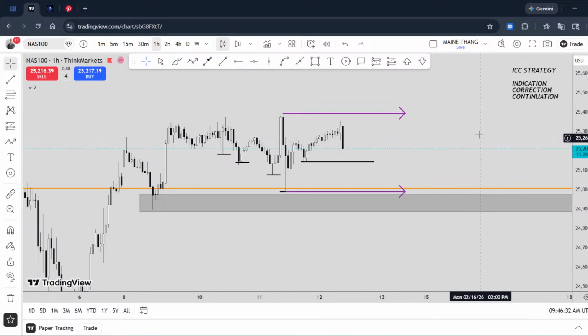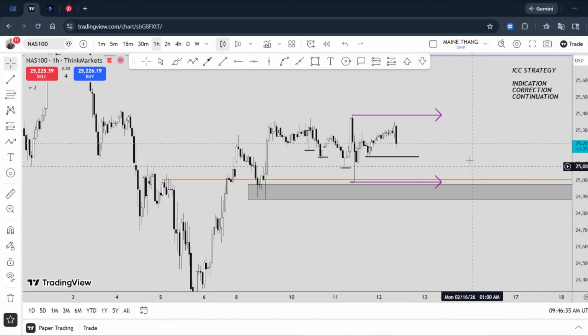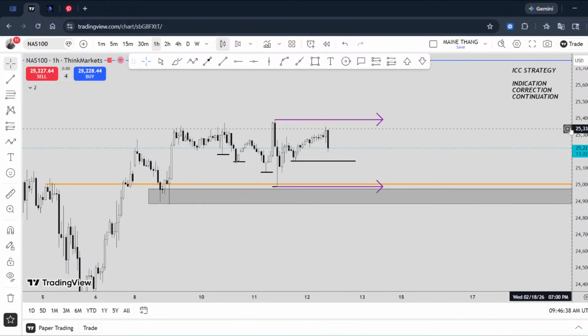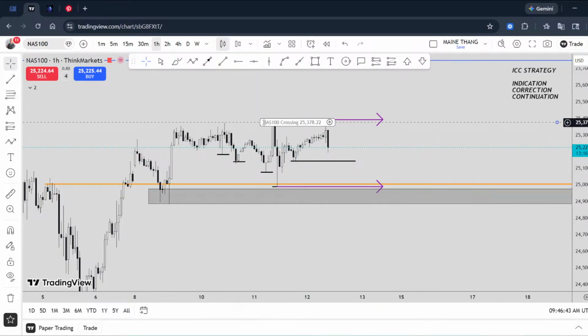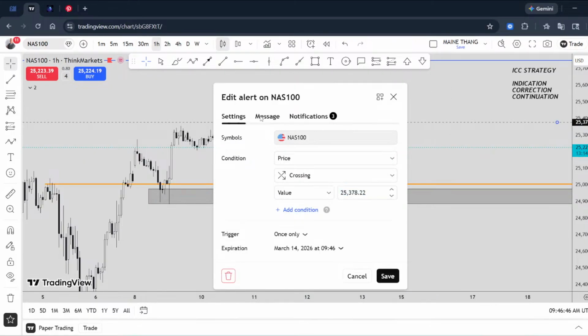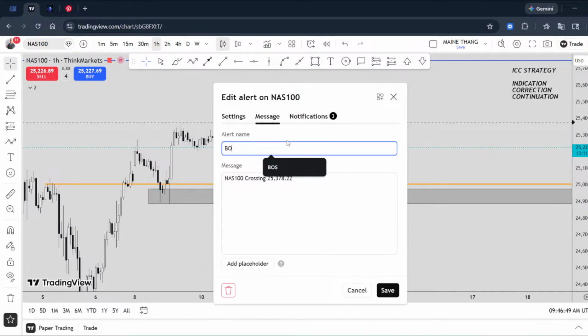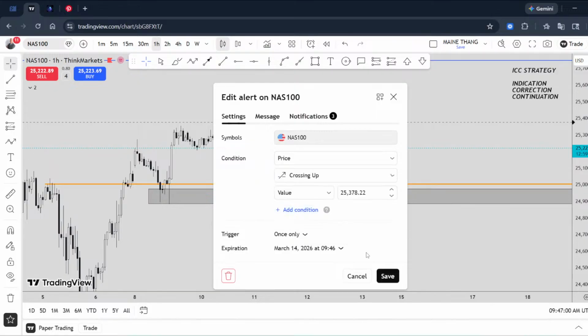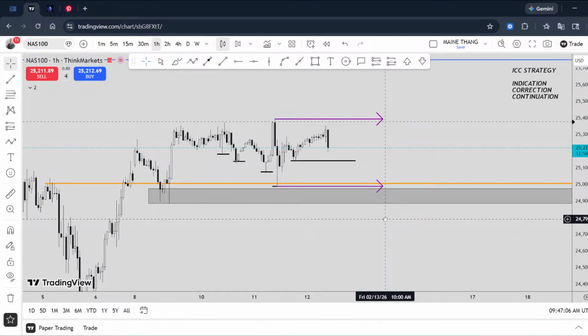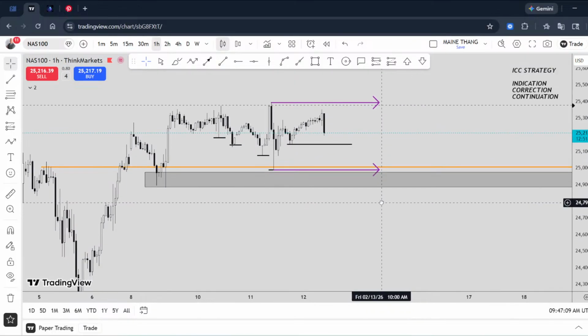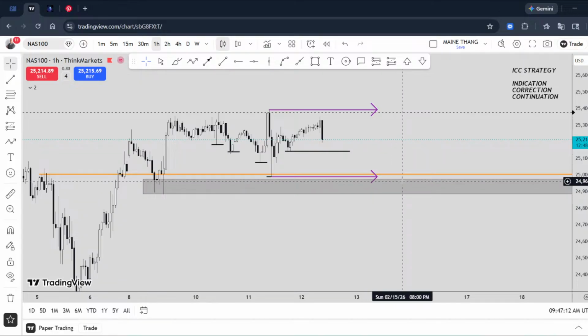So I don't think it's gonna do it today, y'all. But who knows? We actually set an alert. I'm gonna call that BOS upside. And save that. And yeah, we'll just keep that.